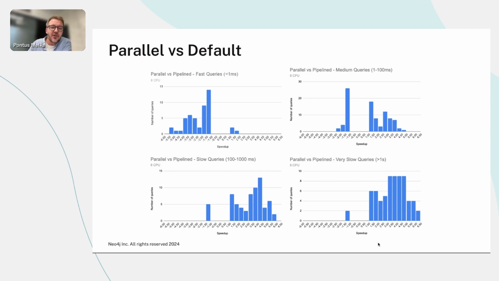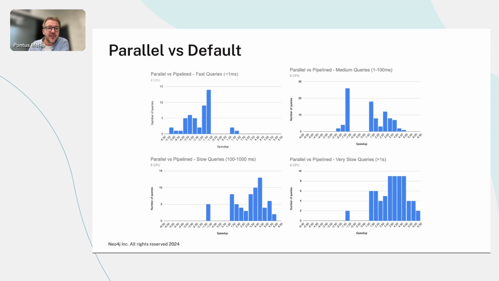So we see that for super fast queries, the performance is not that good. The default runtime is a saner option, but after that, it's at worst on par in general, and in a lot of cases it's a lot faster. For the very slow queries, there are a lot of queries that are 5 to 6 times faster.